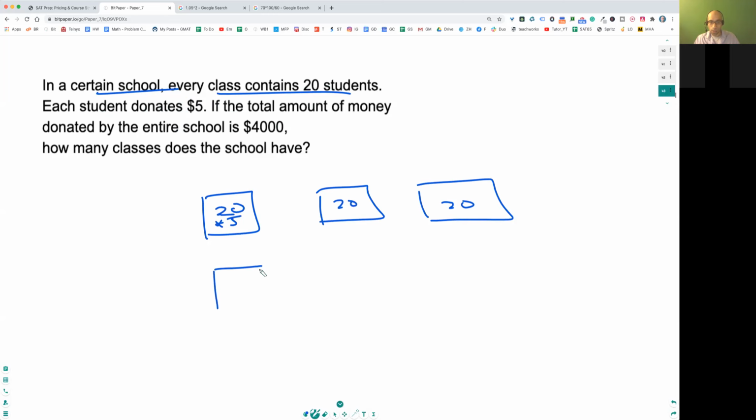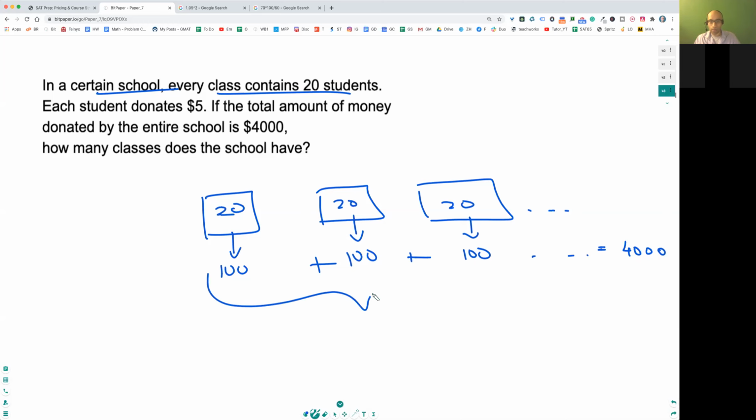So in other words, 20 students are here, and the amount that these 20 students donate is $100. So you're going to get 100 here, then 100 here, then 100 here, right? And they're asking, when you add all of these 100, what is the total? The total is 4,000, right?